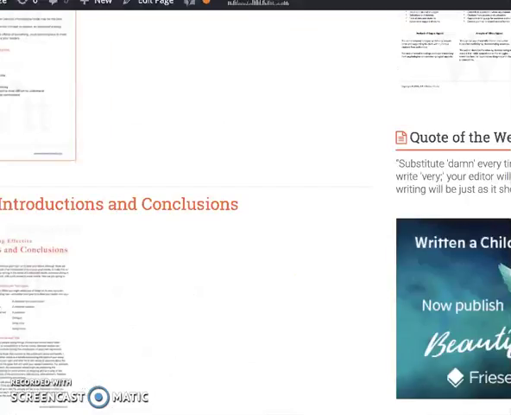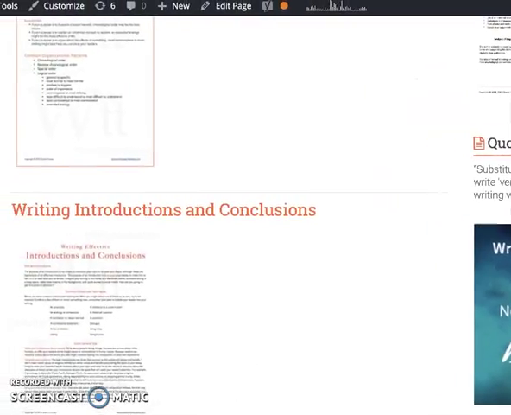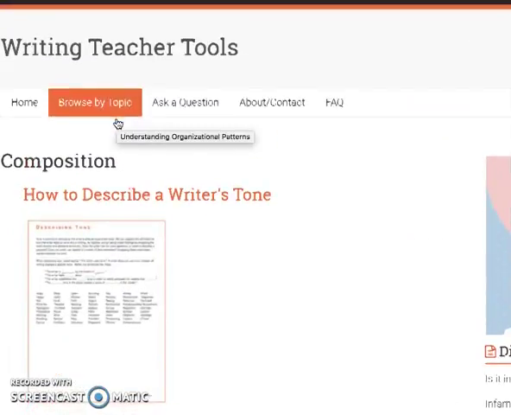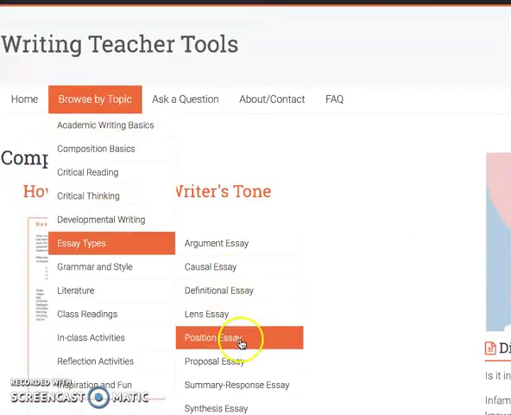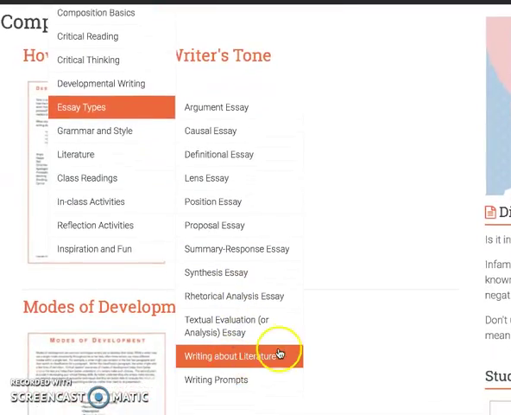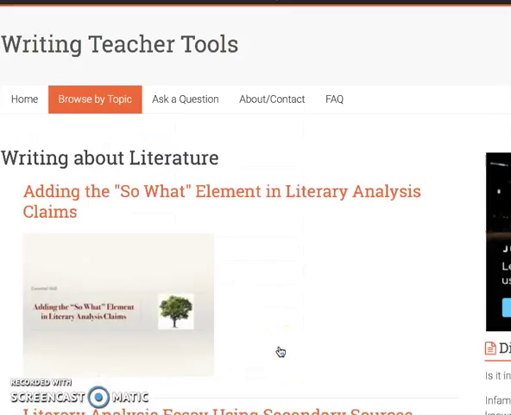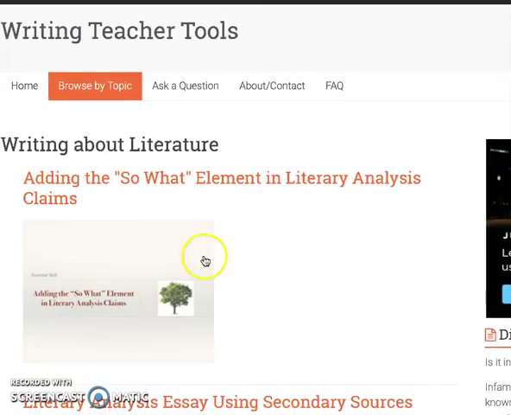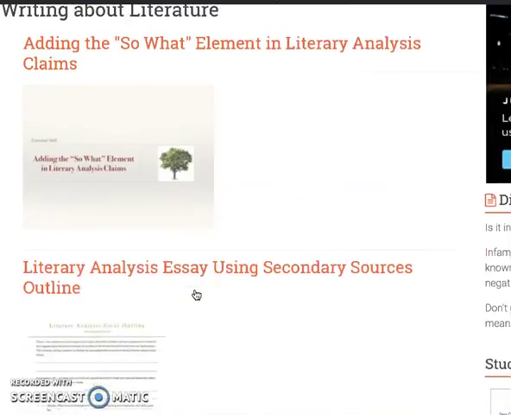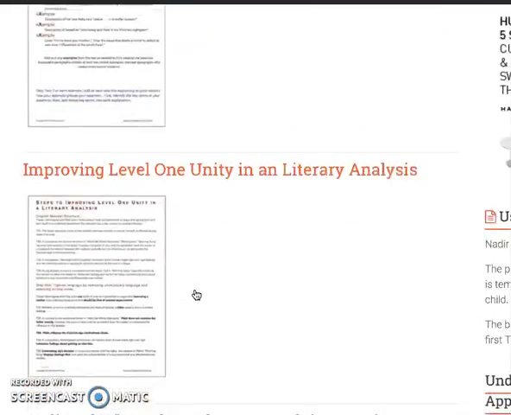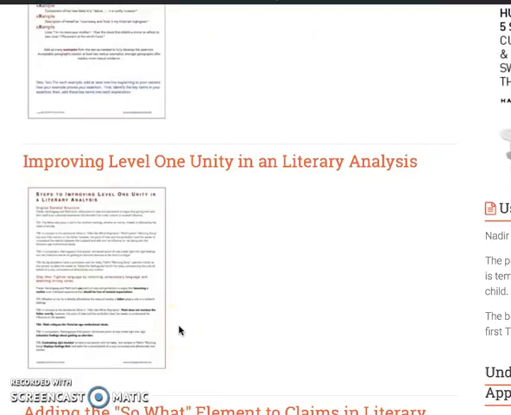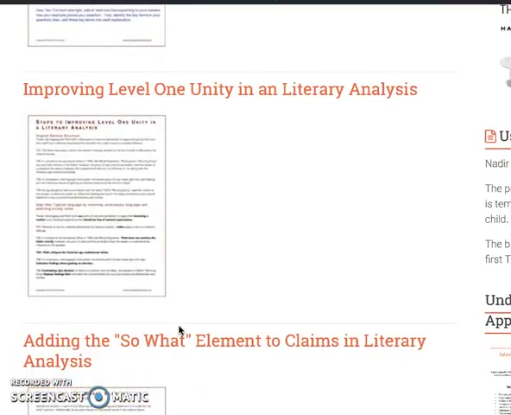So just briefly, I'm going to bring you out to Writing Teacher Tools again. If you go out to Writing Teacher Tools and again, browse by topic, go to essay types, and go down to writing about literature, the specific document out here to help you with level 1 unity is make sure you have the so what element. So make sure you're reviewing that and perhaps watching the video. Make sure you're looking at this document on improving level 1 unity in a literary analysis. And also check out some of the sample essays out on Canvas to analyze how other writers who've been successful are using level 1 unity to make sure their essays are well structured.